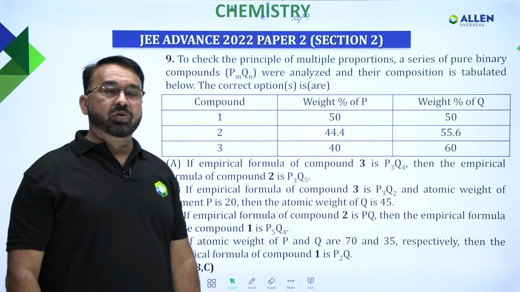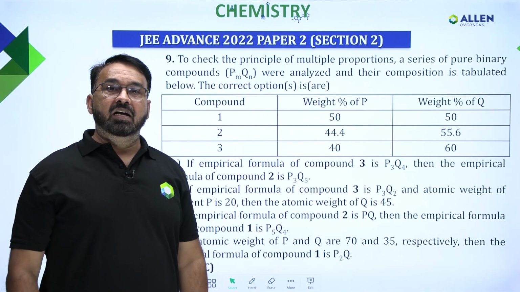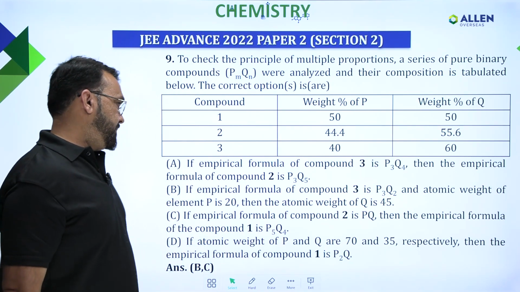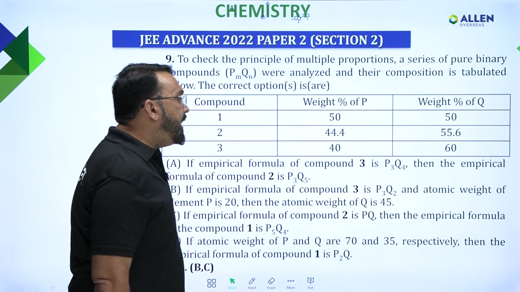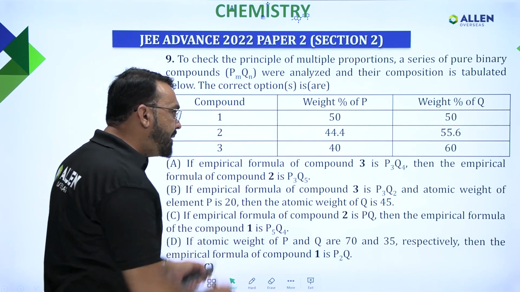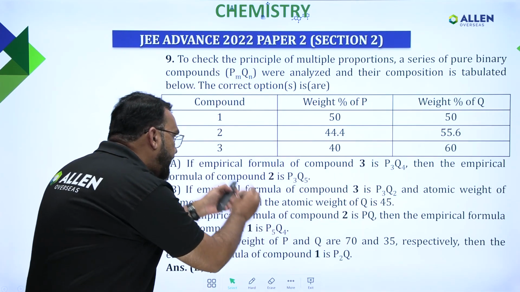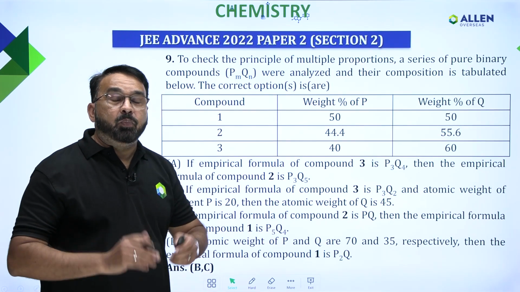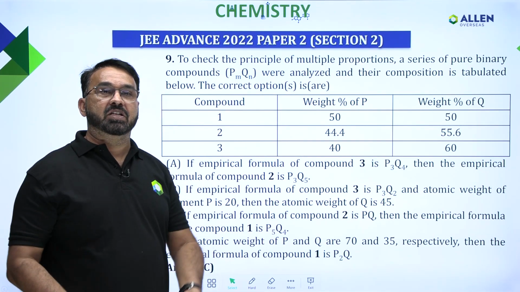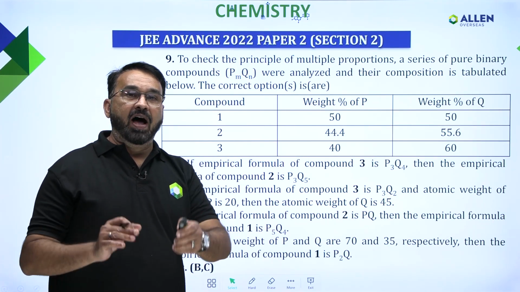From this data, students, let us see what are the options, okay, and find out which options are right or which options are incorrect, right? Option A says that if empirical formula of compound 3 is P3Q4, then the empirical formula of compound 2 will be P3Q5. Okay, we have to prove this option is correct or incorrect, students. So don't worry. First, we'll just see what are the options and then discuss the solution one after the other, students.